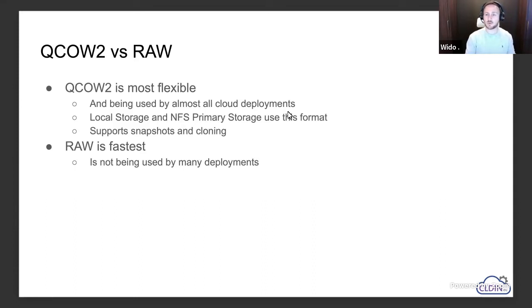Raw block devices are the fastest, but they're not used that much, and all the space you allocate will be consumed on either your local or NFS storage if you're using raw devices. So most people are using the QCOW2 format.